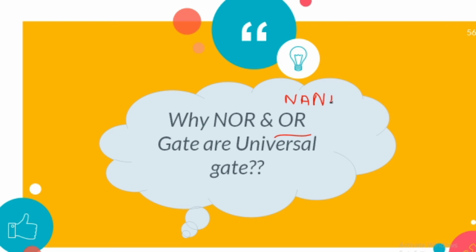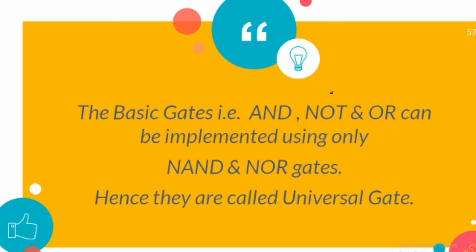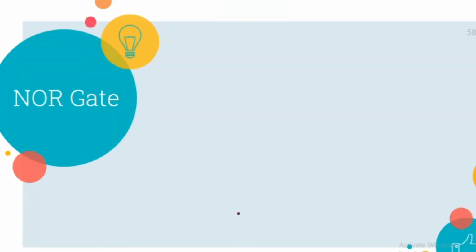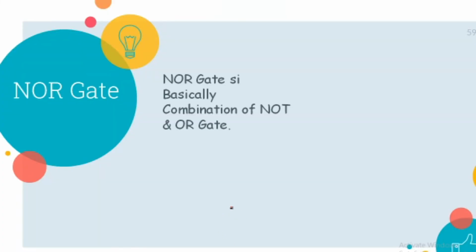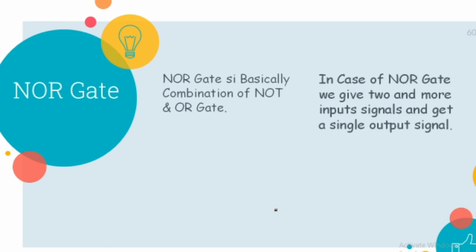I mean that is why these gates are called universal gates. The reason is this: AND, NOT and OR gates can be implemented using NAND and NOR gates, and hence these are called universal gates. Now let's discuss NOR gates. Basically, NOR gates are the combination of NOT and OR gates.